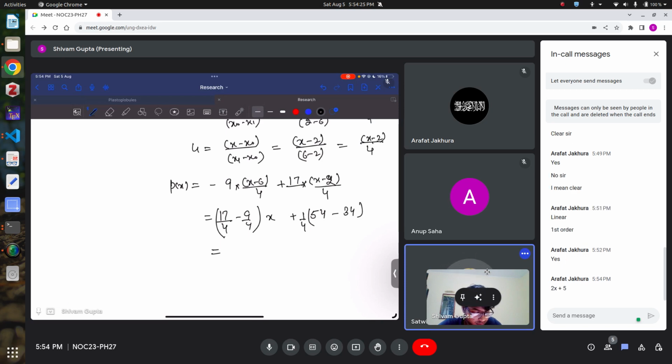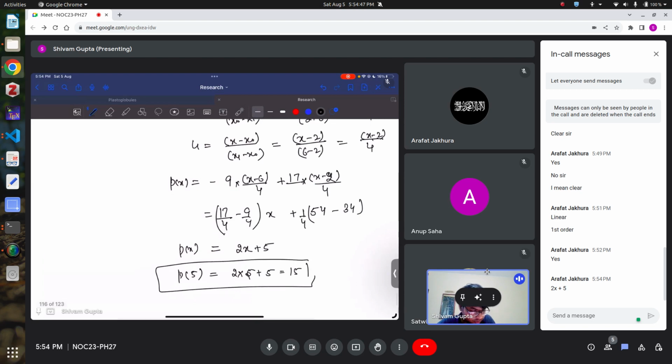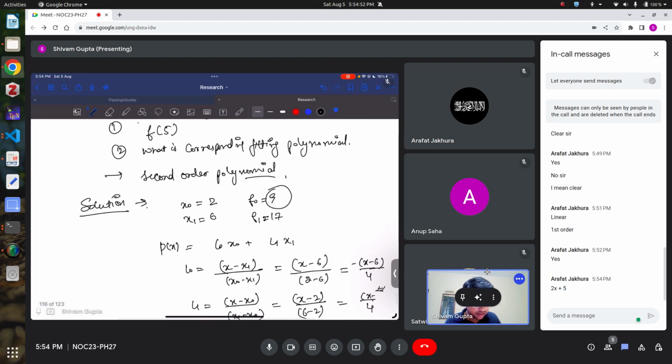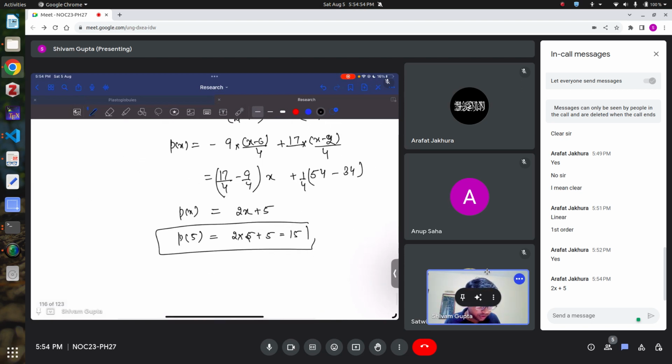2x plus 5. And what is p5? 15. Yes. So this is a kind of powerful technique where using only 2 points we have constructed a polynomial function which turns out to be a linear polynomial. It's not a second degree.